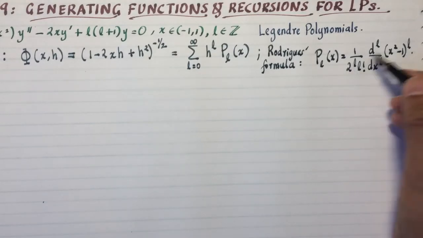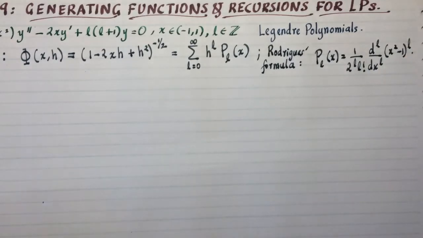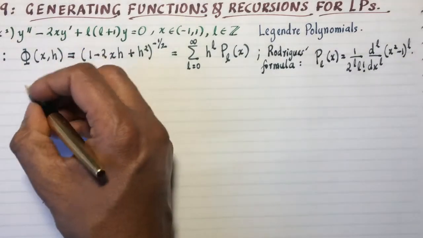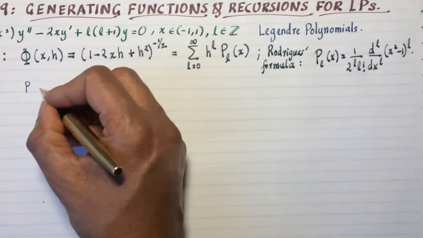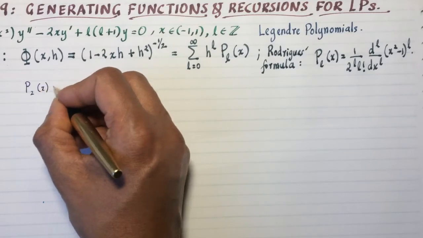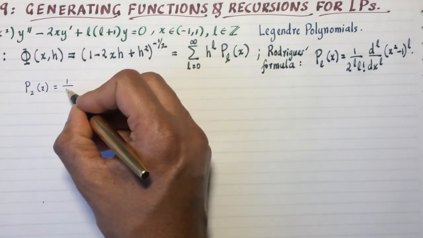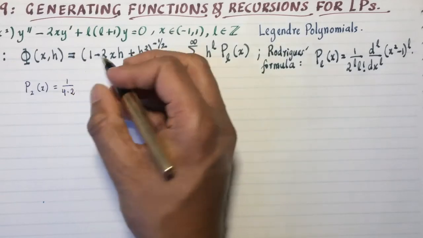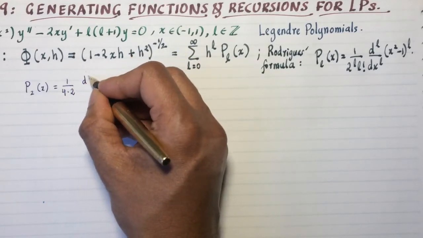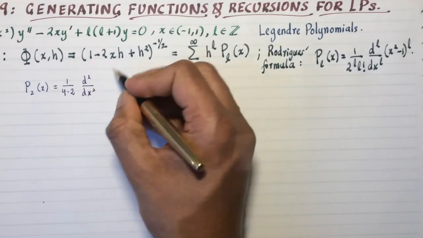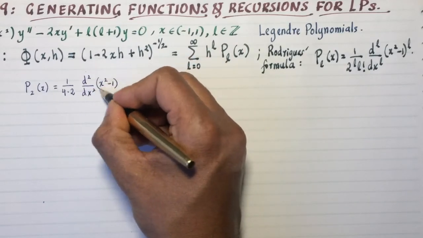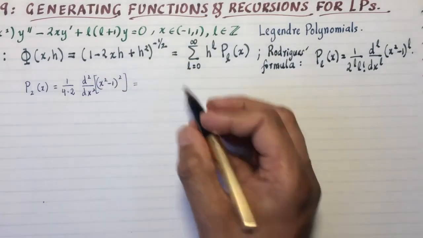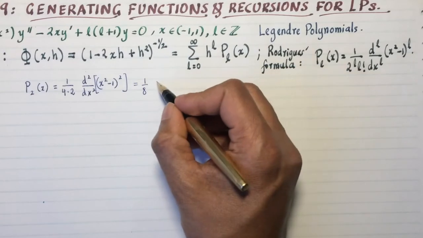So as a simple exercise, let's try what it would be like for L equals 2 to use the Rodrigues formula and see what we get. P2(x) is going to be 1 over 2 squared, which is 4, times 2 factorial, which is 2, so that's 1 over 8. Then I get d^2 by dx^2 of (x squared minus 1) squared. So you can see that it is not exactly a picnic to do this. It's kind of a bear to apply this procedure.